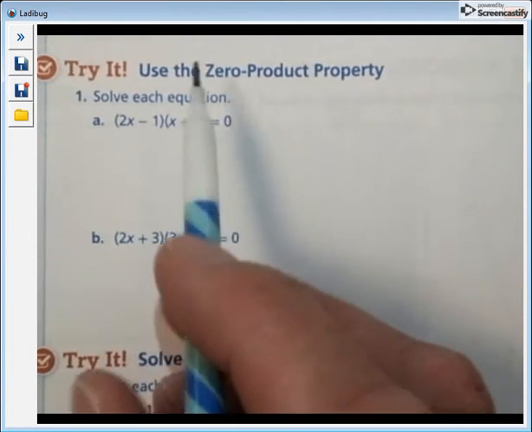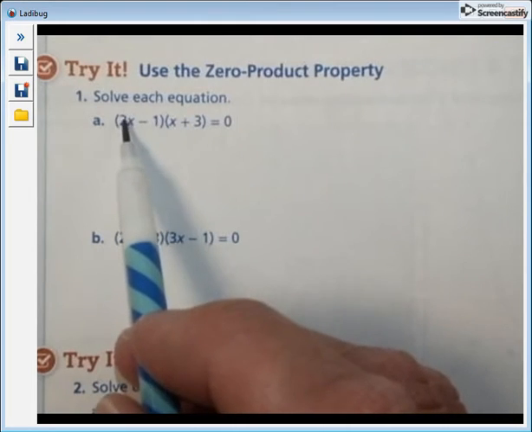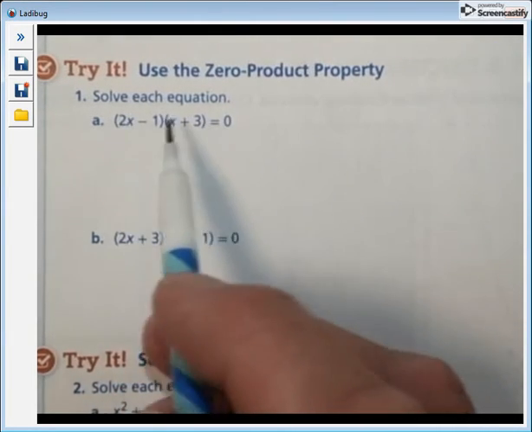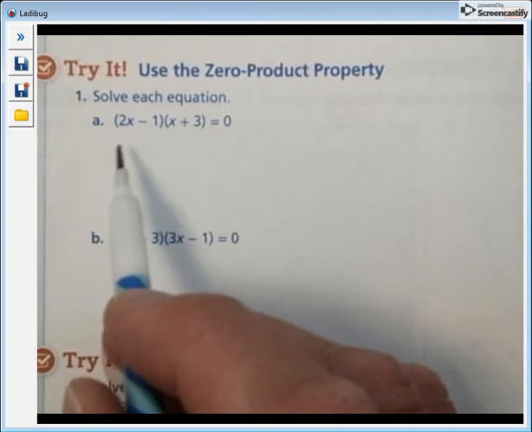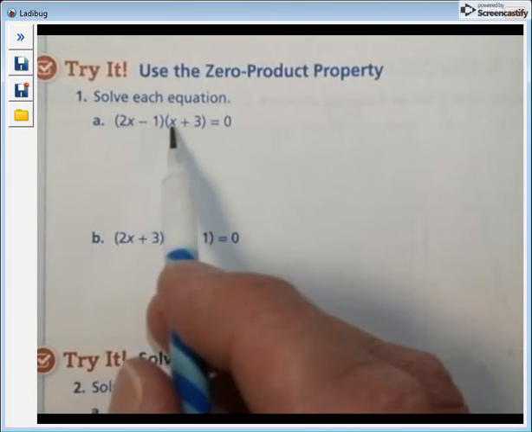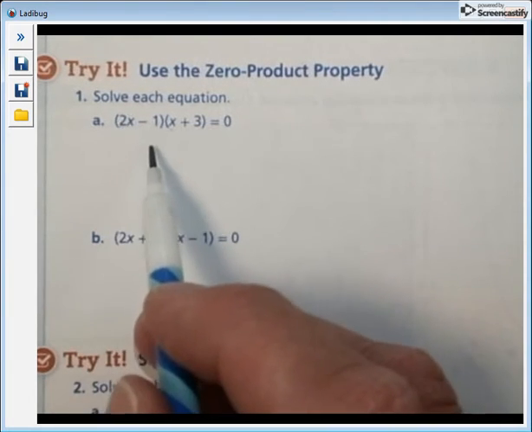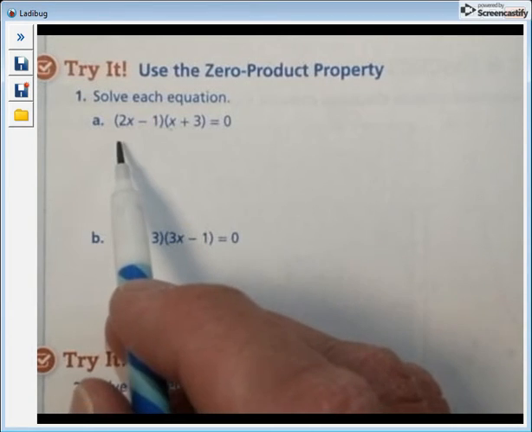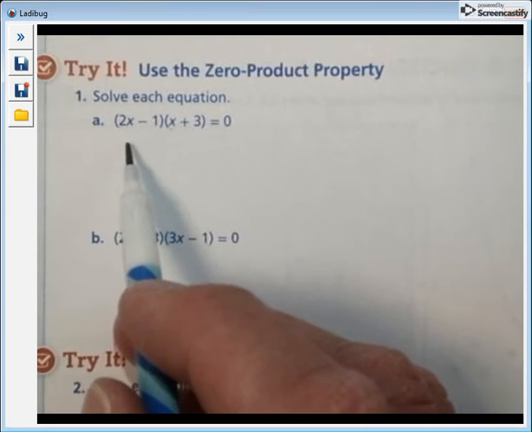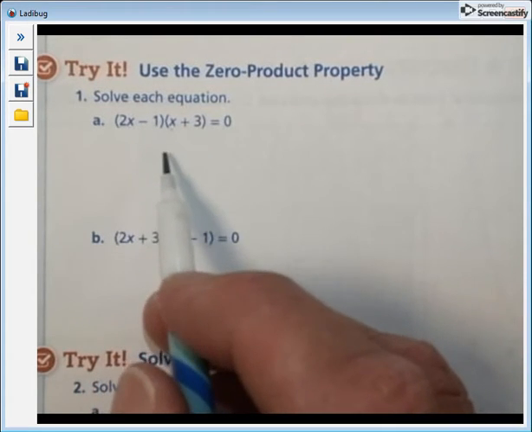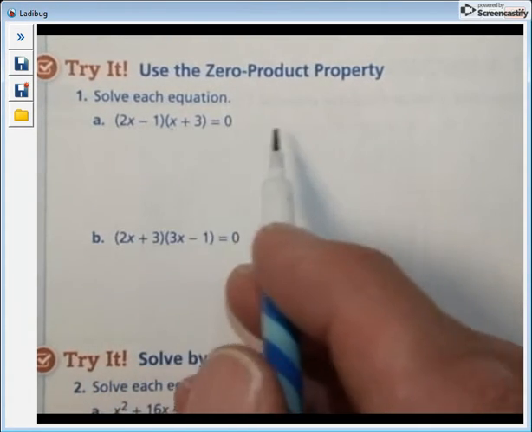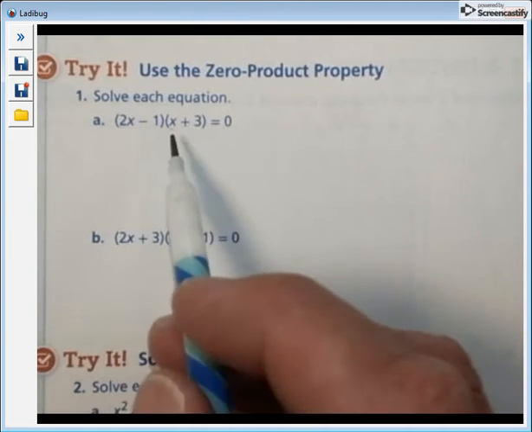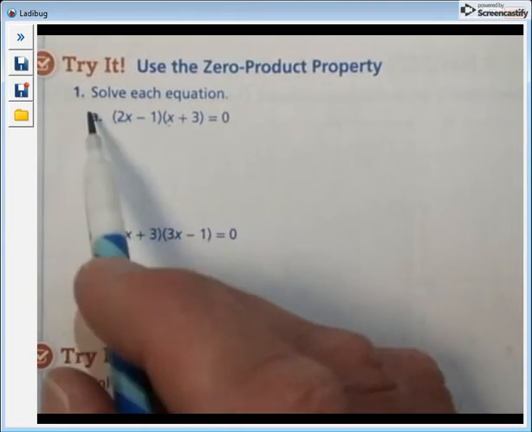So what I'd like you to consider is if we were to distribute this out, it would give us a quadratic. It would give us an x squared. It would give us 2x times x. It would give us a 2x squared plus 6x minus x minus 3. So it would be 2x squared plus 5x minus 3 equals 0, right? So this has been factored into these two binomials.